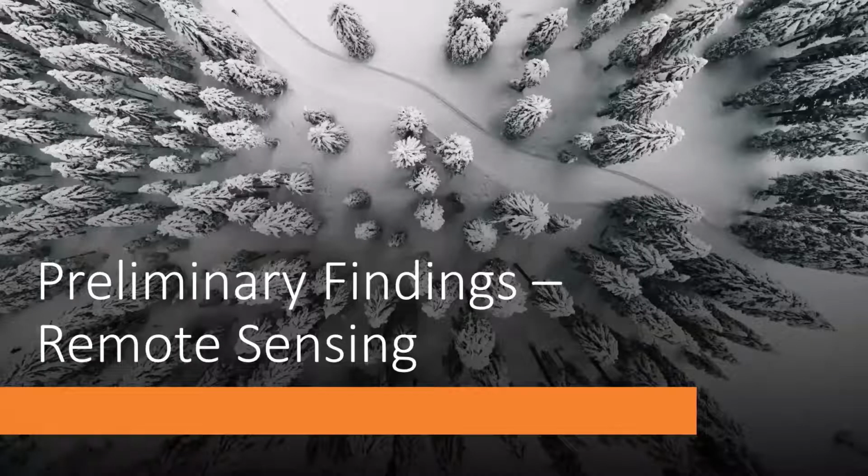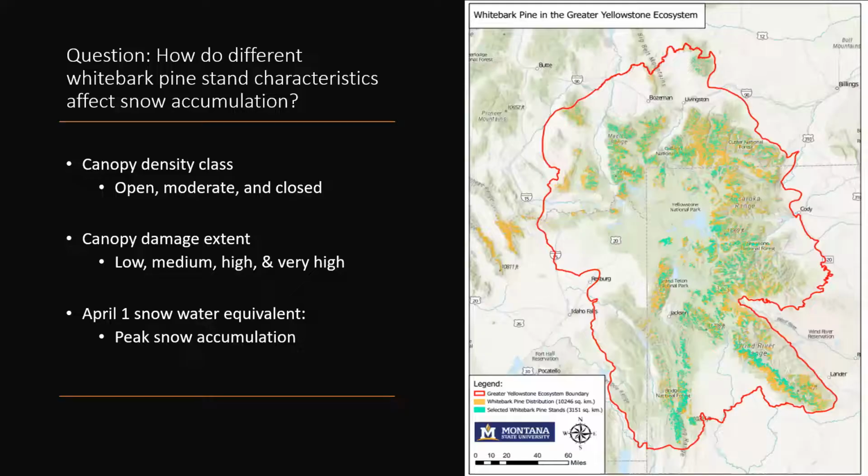Even though I am in the midst of collecting my field data, I wanted to share some preliminary findings that I've been able to get through some various spatial analyses. So for one of my preliminary analyses, I was interested in seeing how snow accumulation compared across different whitebark pine stand characteristics, specifically across the three different canopy density classes, open, moderate, and closed, but also the 4 different canopy damage classes where you have low canopy damage, medium, high, and very high.